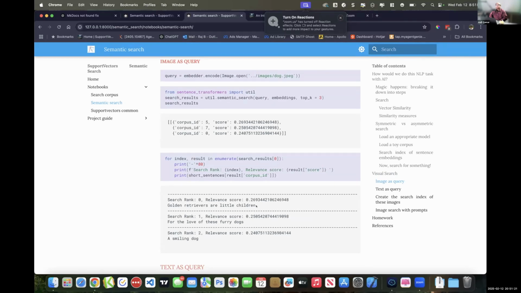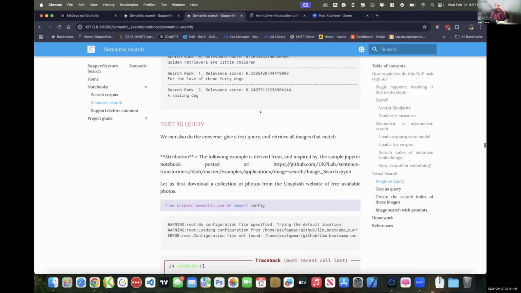Isn't that amazing? Think about it. And the other one is a smiling dog, which I found quite astounding, because you have to be a golden retriever owner to know that this golden retriever is actually smiling. So this is the power. We gave an image and searched text. Now as we go down, we can give text as the query.